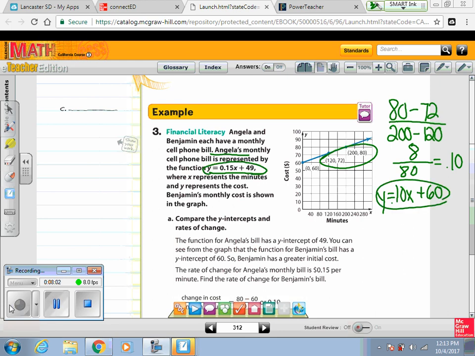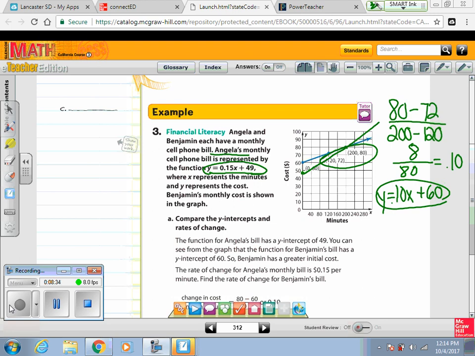So with Angela, if I were to graph her, she would be at 49 right about here. And we could look at 200 minutes. We put a 200 where the x is. That's $30 plus 49 would give us 79, right about there. Kind of the same place. Like that. Okay?